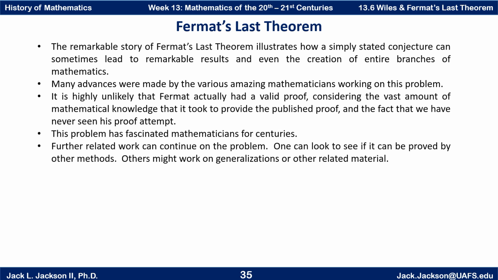Now, it's highly unlikely that Fermat actually had a valid proof, even though he said so in the margin of his book. Considering the vast amount of mathematical knowledge that it took to provide the published proof, and the fact that these modern techniques were obviously not around back then, and the fact that we've never seen the proof attempt of Fermat, I think most mathematicians and math historians will say that yeah, Fermat probably didn't actually have a proof. That doesn't mean he was lying about it. It just meant that he was a little bit overzealous in stating what he thought was the proof.